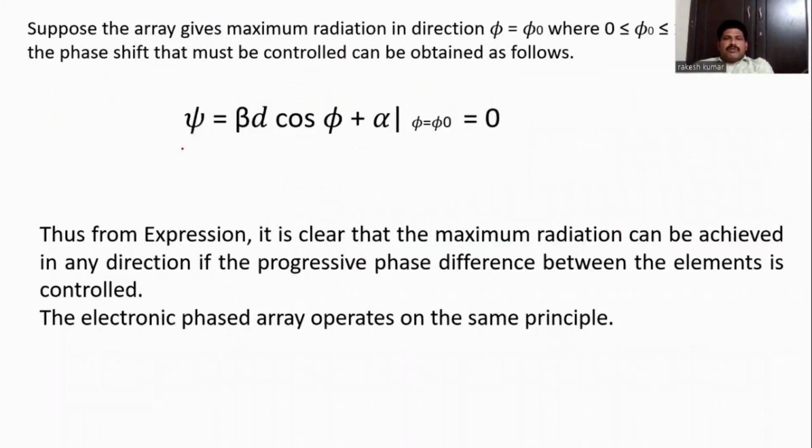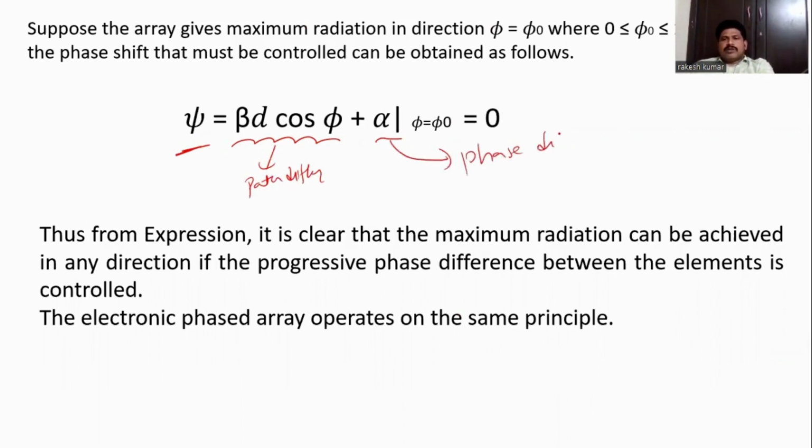So simply, if you control the phase. I have already told the phase difference. What is this phase difference? psi is equal to beta d cos theta. This is due to path difference, and this is due to phase difference.